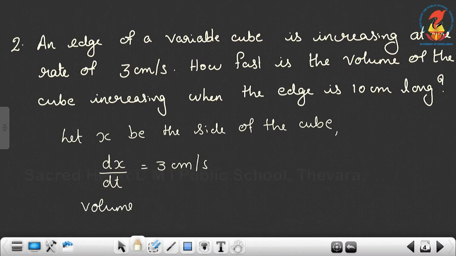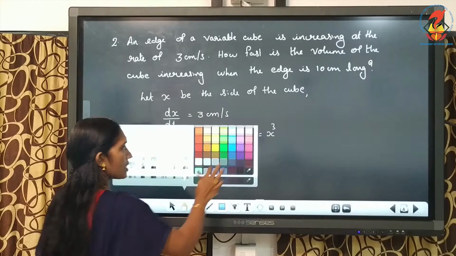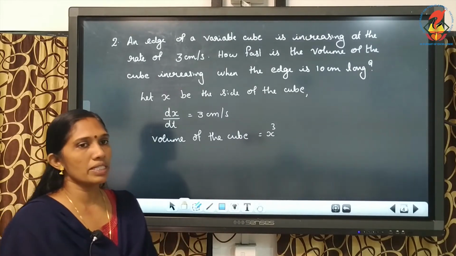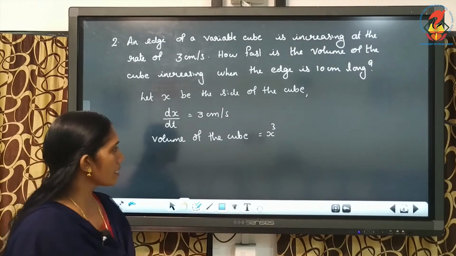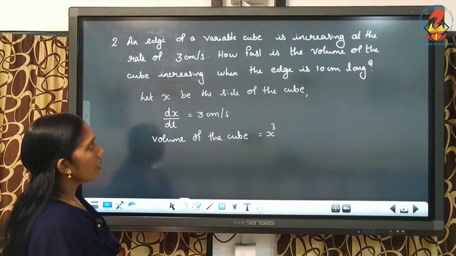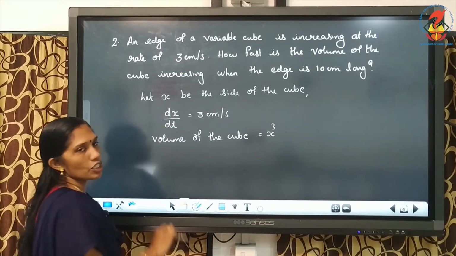If x is the side, what is the volume of the cube? Volume of the cube is equal to x cube, isn't it? Volume is equal to base area into height. Base area means it's a square, x square is the base area, height also x, so it is x cube. Now what do we have to find? How fast is the volume of this cube increasing?